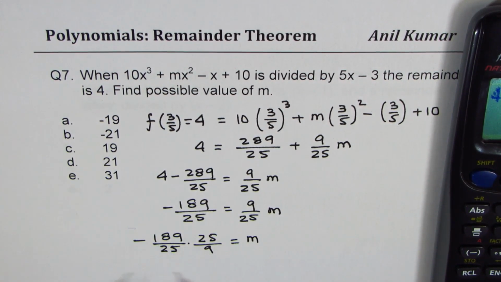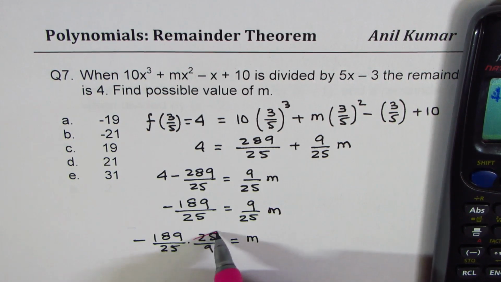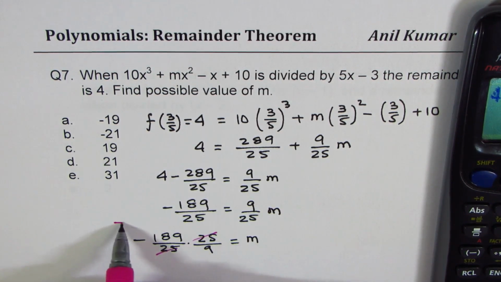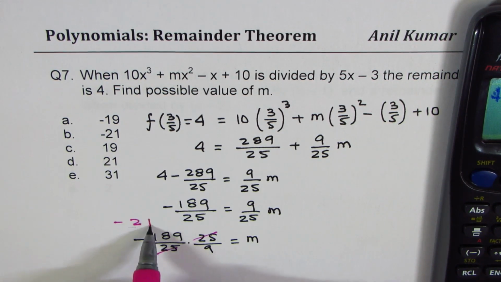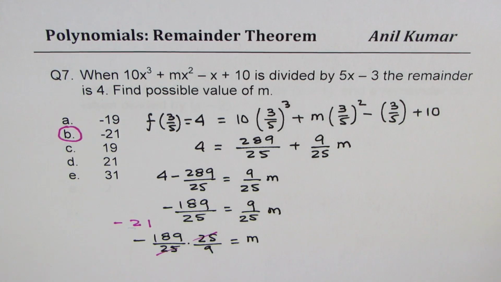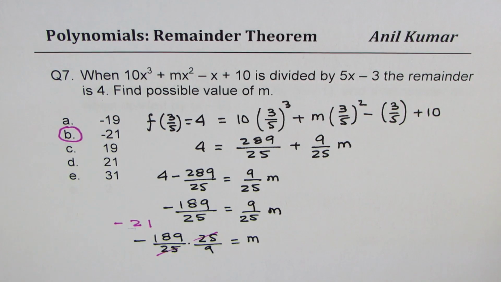So it's a negative value. Basically 25 cancels. So what we get here is, when you divide 9 into 189, we get minus 21. So minus 21 is the right option. Perfect. So that is a kind of tricky question. It involves a lot of calculations. Doing this without a calculator, you may land up with some wrong answers, but be careful. It can easily be done without a calculator also, right?